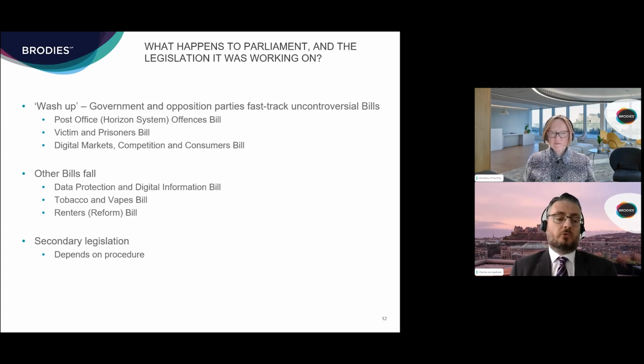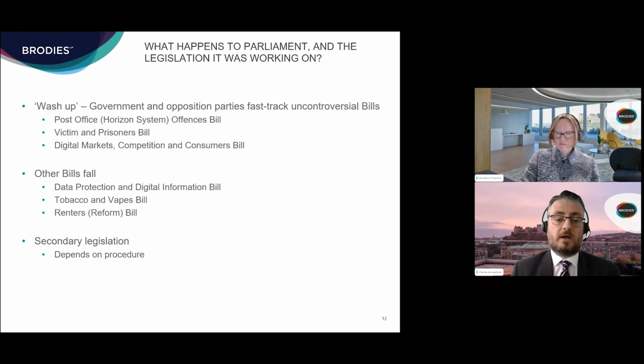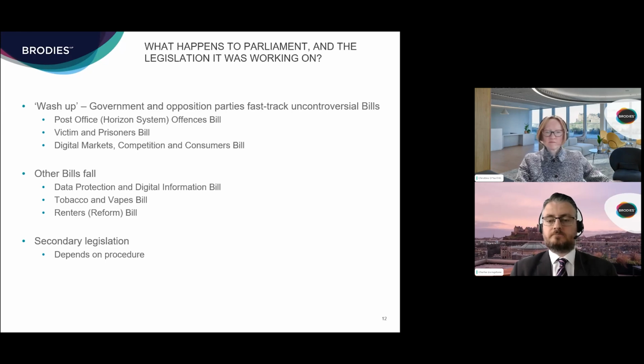There's also a negative procedure, where secondary legislation can be made unless Parliament votes to block it or to rescind it. Now, obviously where you don't have a Parliament, that can't happen, but the time limits for doing that will survive into the new Parliament.